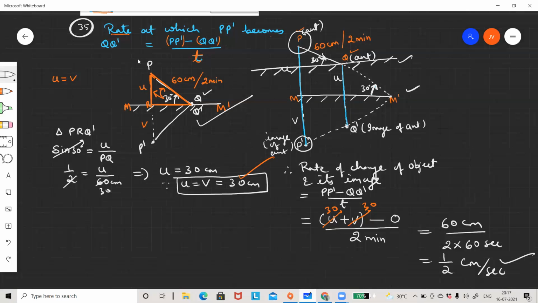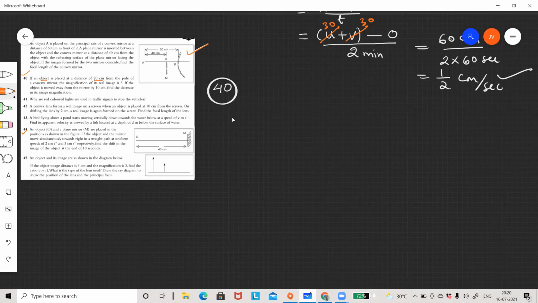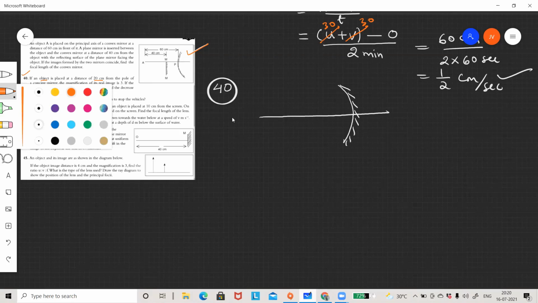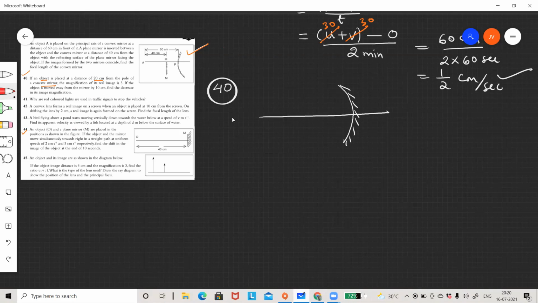Right. Object is placed at a distance of 20 centimeter from pole of a concave mirror. So we have a concave mirror and I will follow directions that are given in the question. So this is the concave mirror. This is the pole of the mirror. Object is placed at 20 centimeter from the pole of the mirror. So this is the location of object and object distance is 20 centimeter.